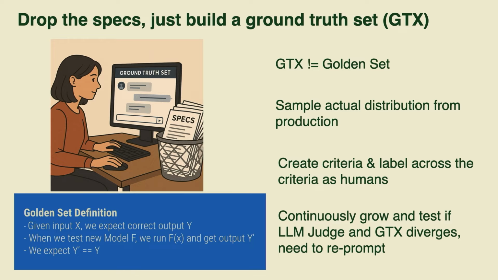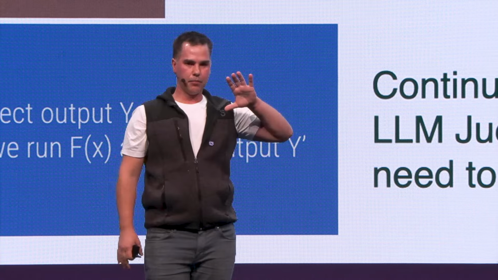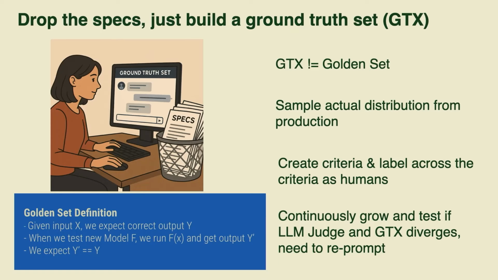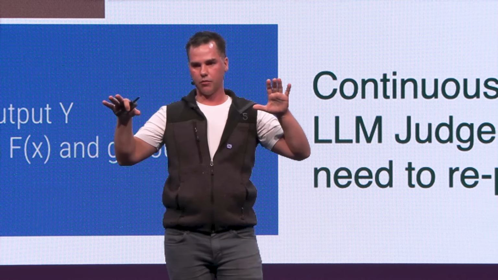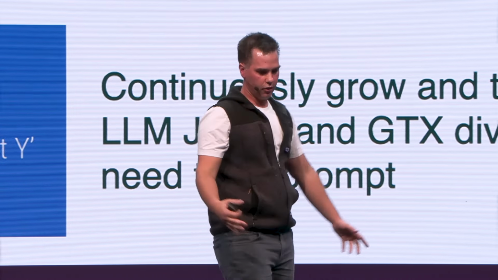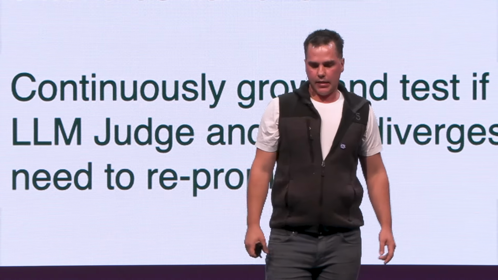This is different from a golden set. I have a quick definition of a golden set here. Basically, given an input X, we expect the correct output Y. And we have a fixed number of these, maybe 1,000 or 5,000. When we test a new model, call it F, and we run this input on our new model, we get Y hat, or Y prime, as I have here. So this golden set will check: does Y prime match our expected Y in the golden set? And this is how machine learning did testing for a very long time prior to LLMs.